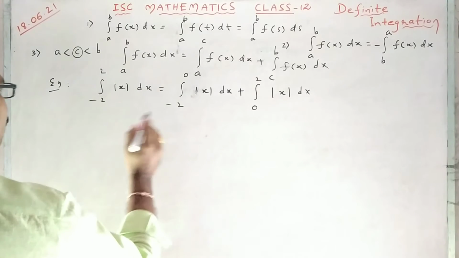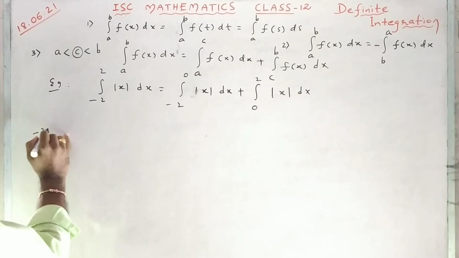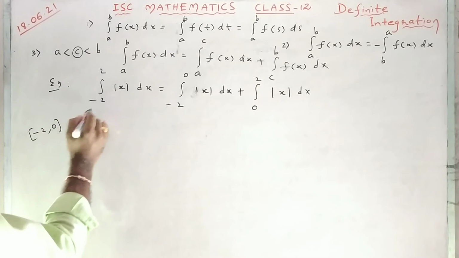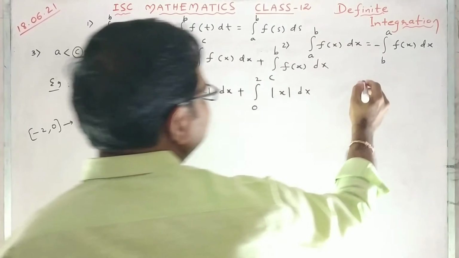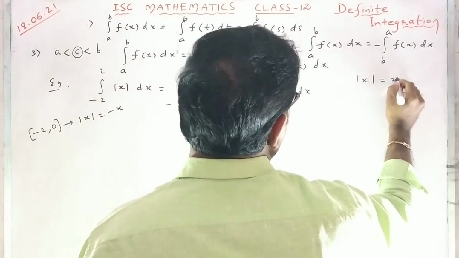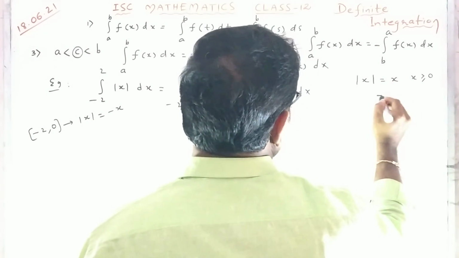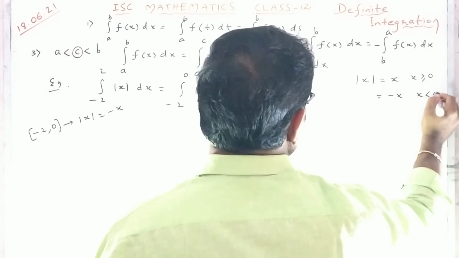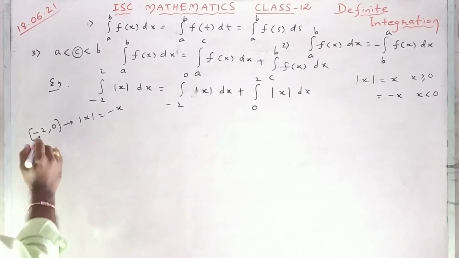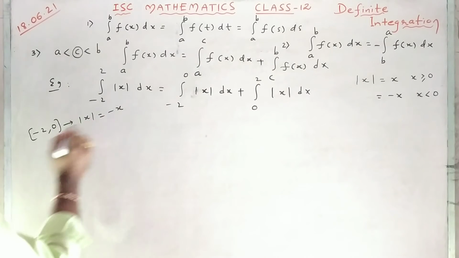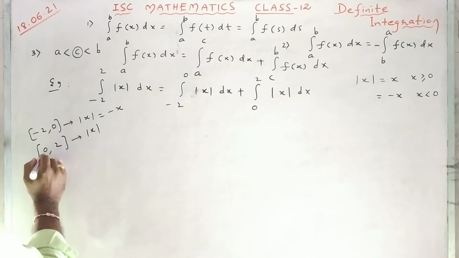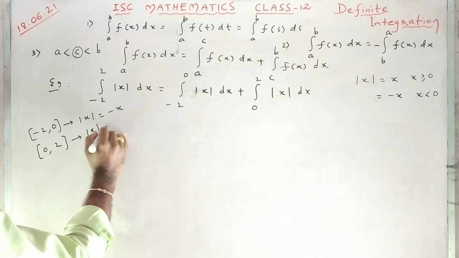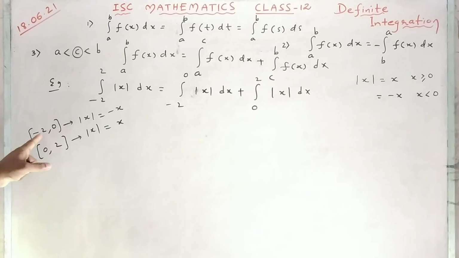Okay. In minus 2 to 0, mod x will be minus x. The modulus x definition you must remember. Mod x equals x if x is greater than or equal to 0, and minus x if x is less than 0. So in between minus 2 to 0, mod x will be minus x, and from 0 to 2 we will get mod x equal to positive x, since x is greater than 0, values above 0, so x. Here, values below 0 we have to take, so mod x will be minus x.